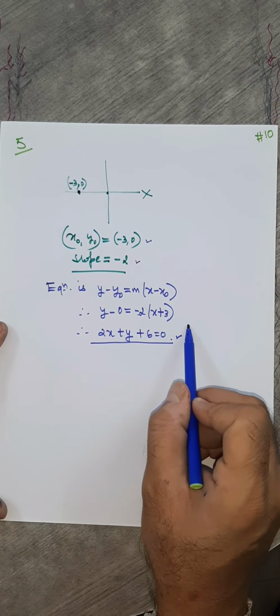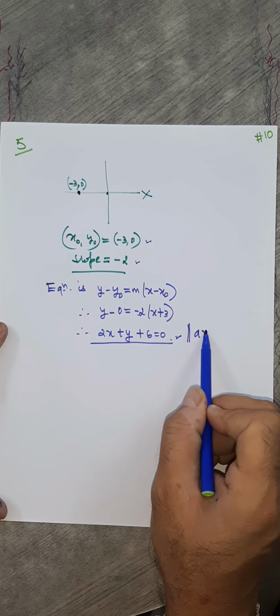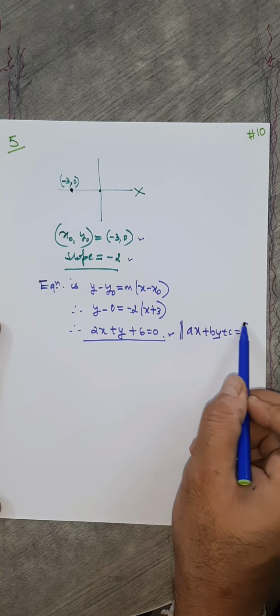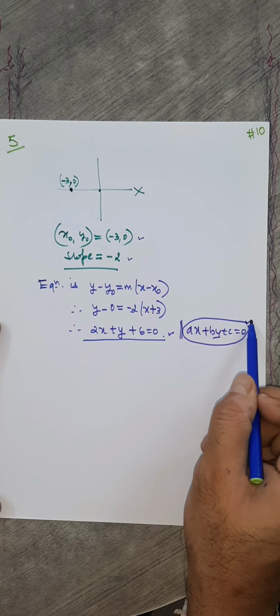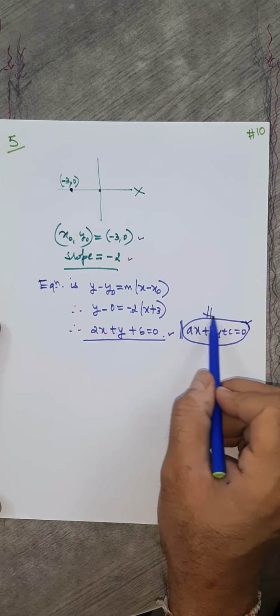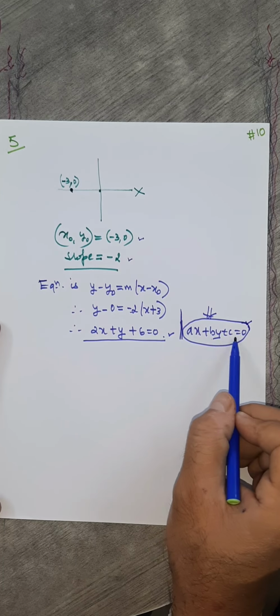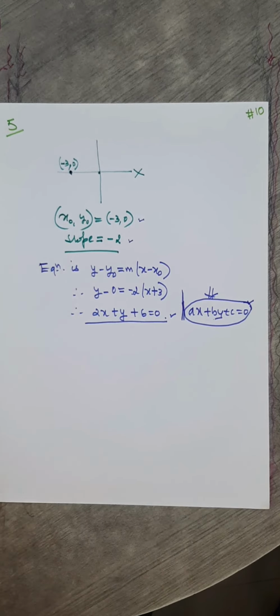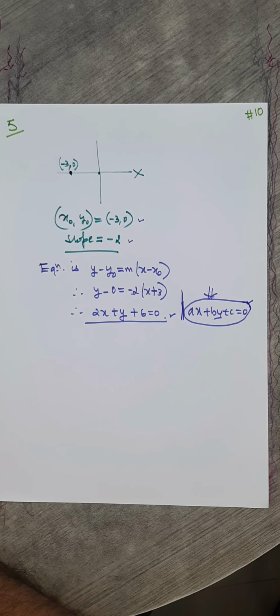Every time you see it is in this form: some constant into x plus b y plus c equals 0. We'll see later on, this is the general form of the line. A line will always have this form: Ax plus By plus C equals 0. Right? Linear form. Okay. Fine.